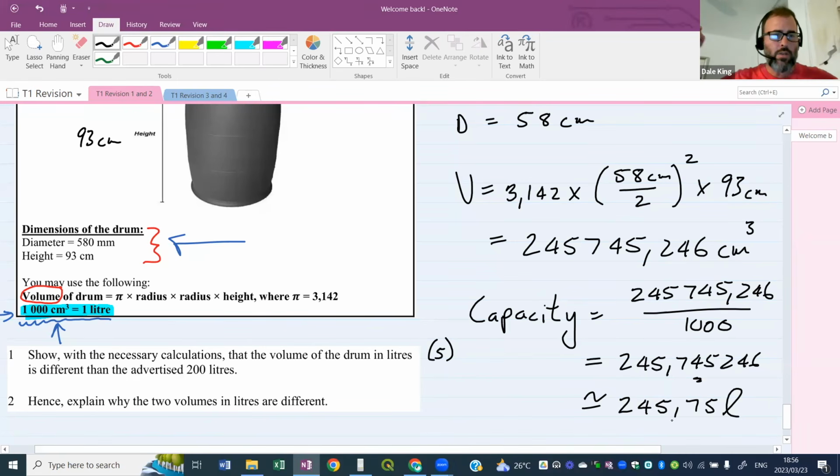So coming to the question, show with calculations that the volume of the drum in liters is different than advertised. They're not asking, is it different? They're saying it is different. Show us that it's different. It is different. This is what we're getting now.